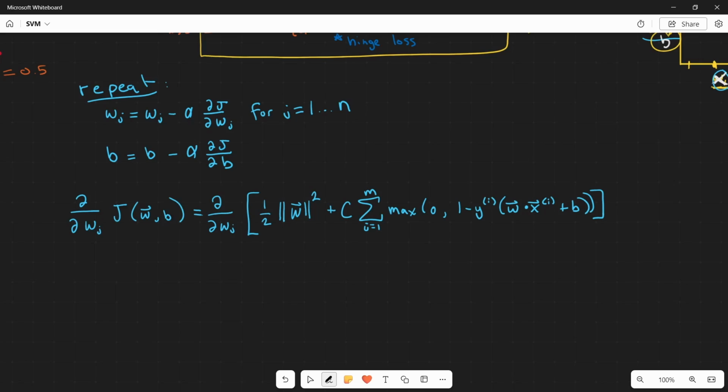All right, so in order to take this partial derivative with respect to wj, we're going to need to apply the partial derivative to the cost function shown in these brackets. Now let's see what the solution looks like once we actually apply that partial derivative.